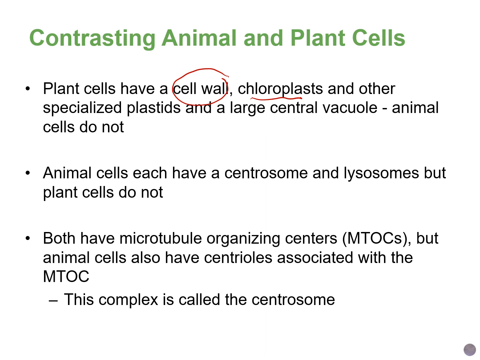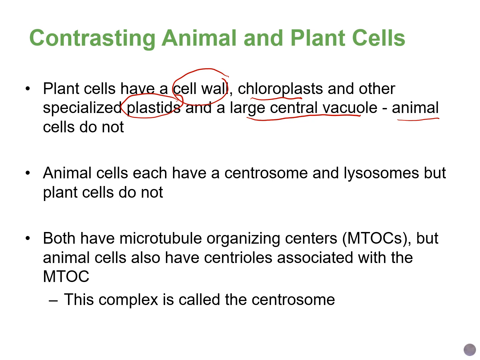Plant cells also have other plastids. Plastids are small organelles that contain pigments for photosynthesis or some kind of food. And they usually have a really big central vacuole that holds water, wastes, and nutrients. And animal cells don't have this large central vacuole.